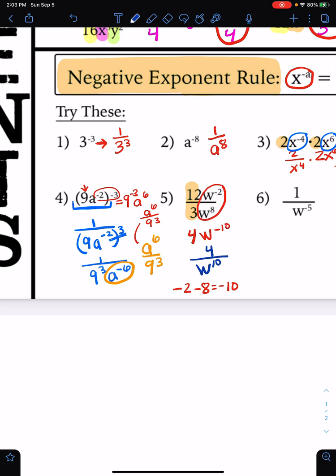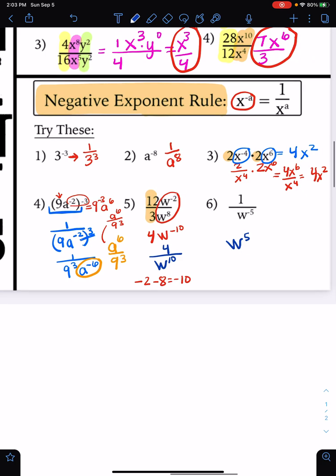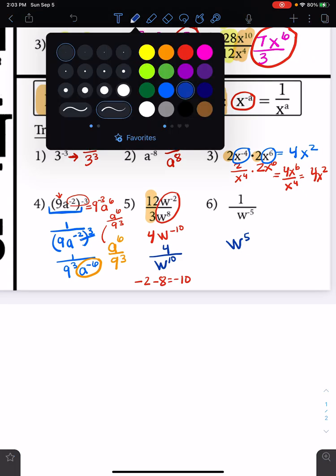And lastly, number 6, we have this w to the negative 5 in the denominator where it's very unhappy. So we're going to move it to the numerator and make it positive. The 1, I don't have to write 1 times w to the 5th. Anytime you have 1 times something, you don't have to write that, or even something divided by 1, etc.